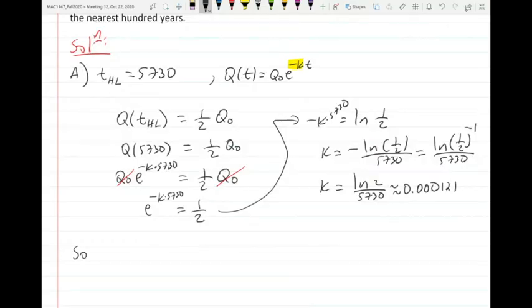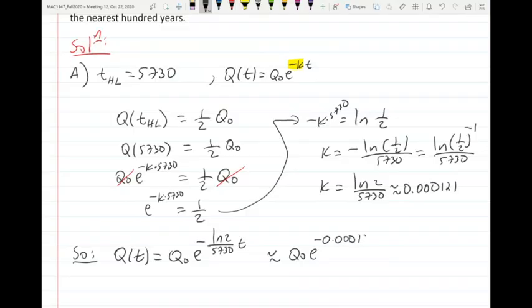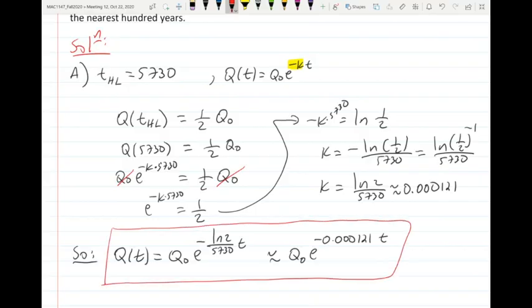Okay, so Q of T is going to be equal to the initial amount, which is not clear what it is, times e to the negative ln of 2 over 5730 times T. And an approximation of the model would be Q0 e to the negative 0.000121 T. And this model is for carbon-14, okay? So any problem that deals with carbon-14 will be using this model that we came up with.